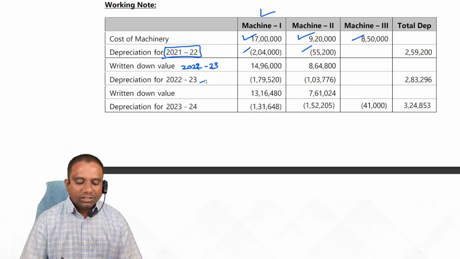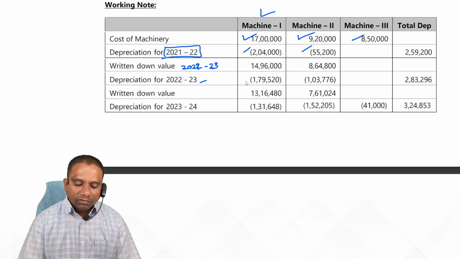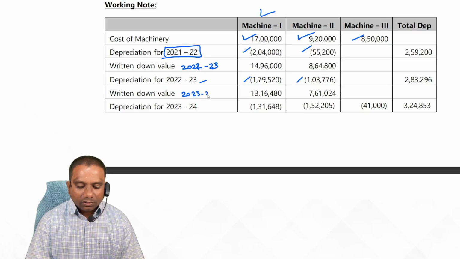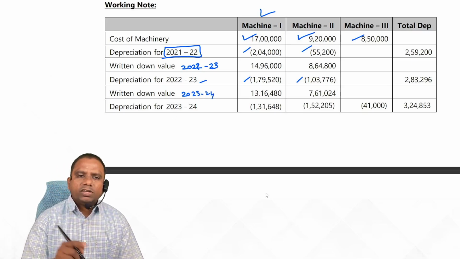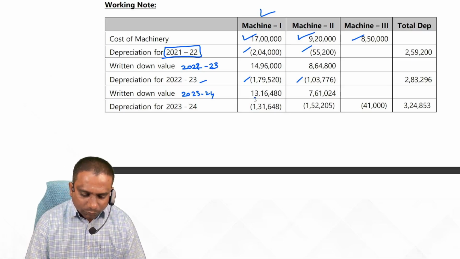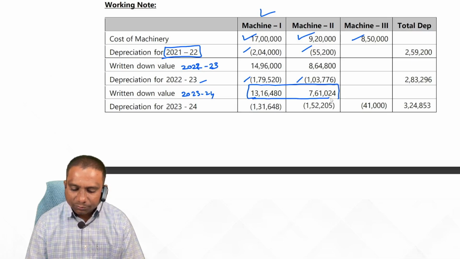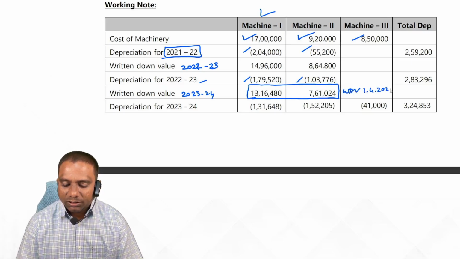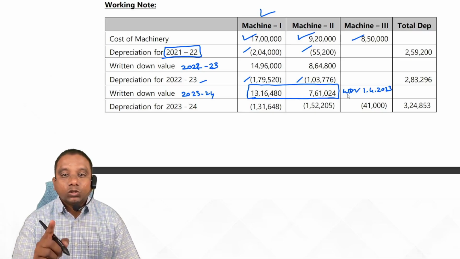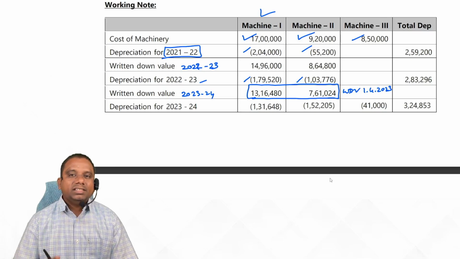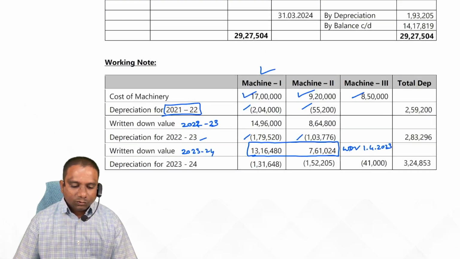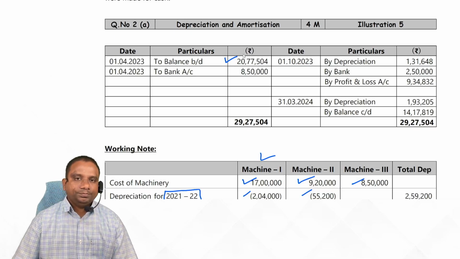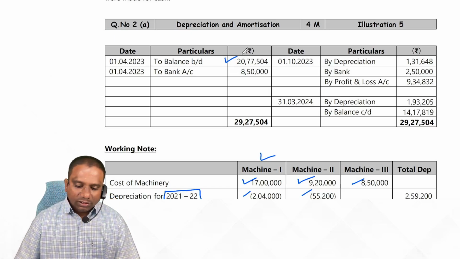Now again calculate depreciation for 22-23. WDV 12%, 1 year, 12% 1 year. These are the WDV for 2023-24 or 1st April 2023. Now, if you add these two amounts, this is nothing but WDV as on 1st April 2023. Don't forget, students. Is it clear? Yes. So put together, the opening balance of asset is 20,77,504.